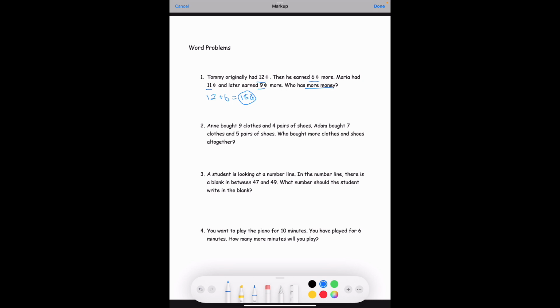Now let's look at Mariah. Mariah had 11 cents and later earned 9 more. So we're going to add 9. So 11 plus 9 equals 20. So Mariah had 20 cents. And the question was, who has more money? And comparing 18, Tommy has 18 cents, Mariah has 20 cents. 20 is greater, so Mariah has more money.